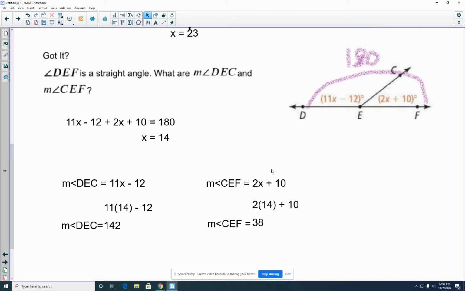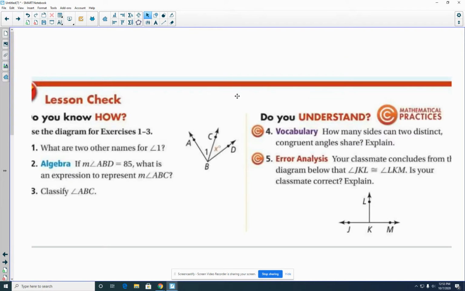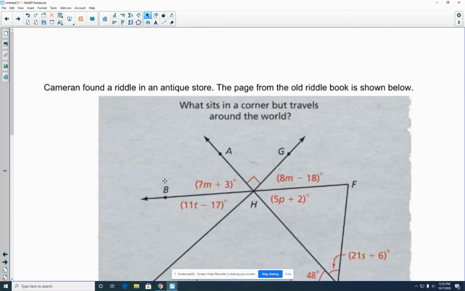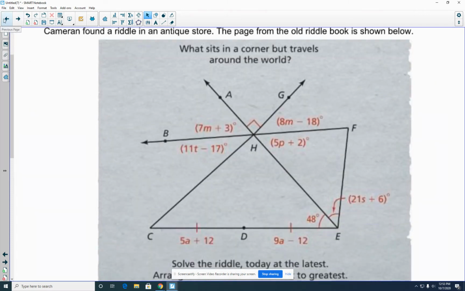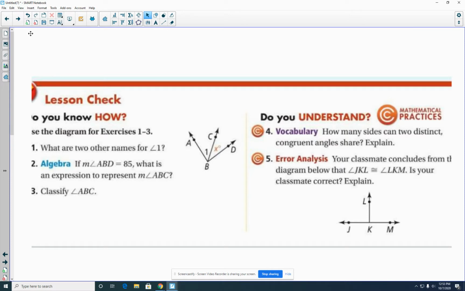Very similar to the segment addition postulate that we did for segments. That does finish up this lesson for 1-4, dealing with measuring and comparing angles. There are a couple of questions in the back, this lesson check, as well as this fun little riddle. We would suggest that at this point, you try these questions. We're not going to collect them, but the answers are on the answer key under a copy of notes. So if you have any questions with this lesson, please feel free to reach out through email or the Google Classroom.